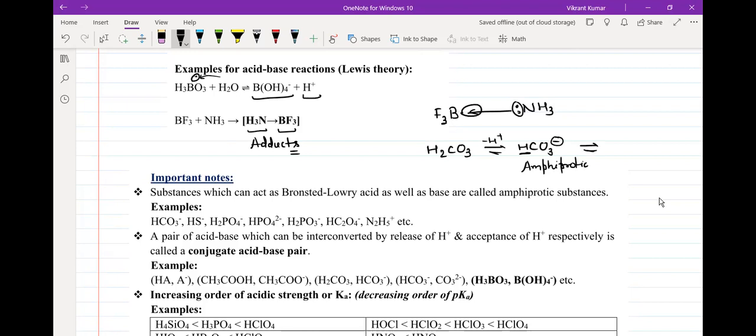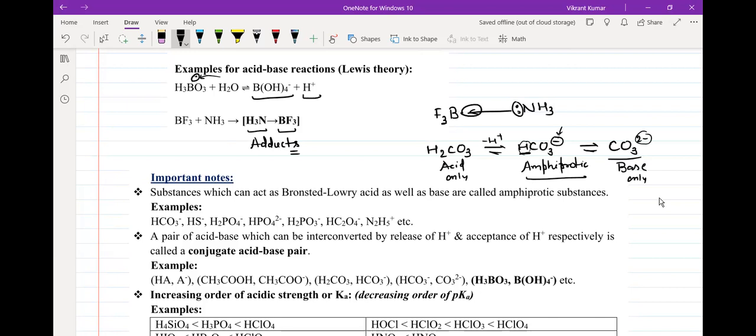But if I remove the other hydrogen, it will become CO3 2 minus, which has a lone pair but doesn't have hydrogen. So it will act as a base only. This was acting as an acid only. But the middle one that forms will act as amphiprotic, because it has acidic hydrogen as well as a lone pair. Okay, that's one way.